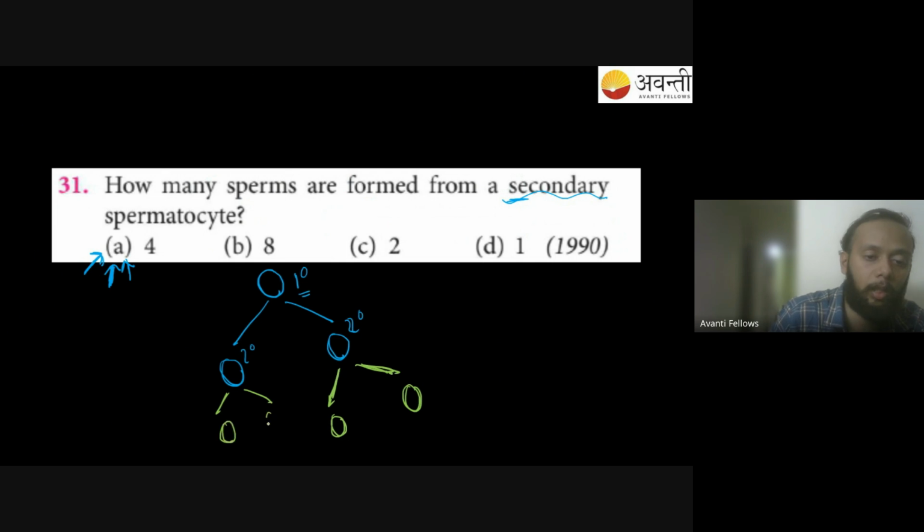You cannot make such mistakes. This is not acceptable by any means. So I am underlining here that it's a secondary spermatocyte. You have to be careful over there. It's not 4. The answer is going to be 2 over here. So 2 is going to be the correct answer in this.